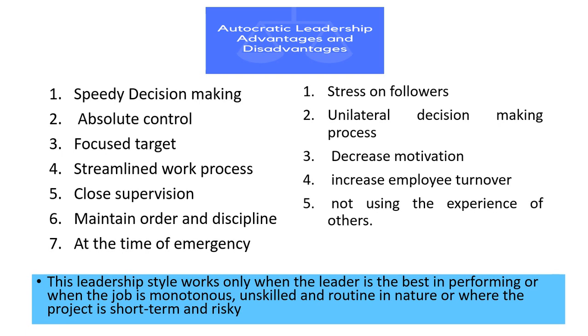Streamlined work process: as we mentioned earlier, the control is in the hands of the leader, who possesses complete or absolute control. So he's the one to lead the people, he's the one to define the roles of the people, and he's the one to show the process of the work to his followers. Close supervision is another advantage of the autocratic leadership style.